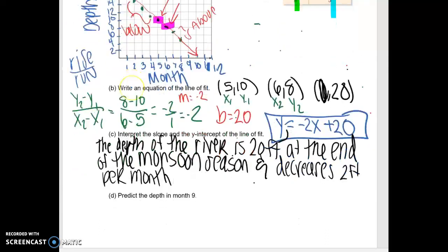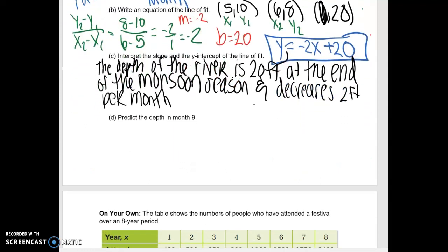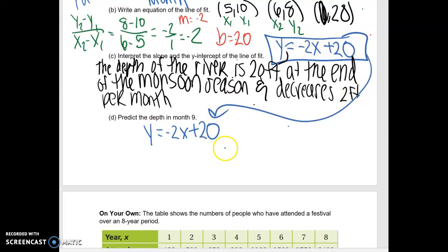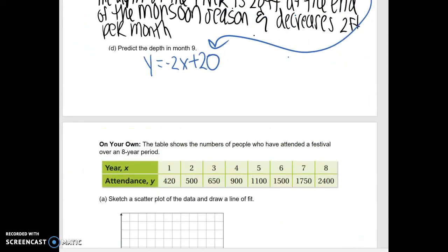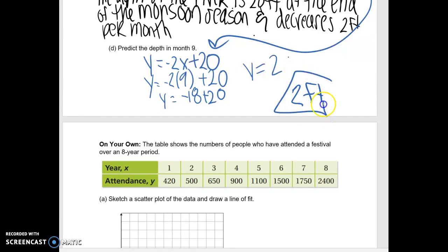And our last question here says predict the depth in 9 months. So I'm going to go ahead and rewrite my equation from up here. And then your month is your x value. So I'm going to plug in 9 for x, and then I'm just going to solve. Negative 2 times 9 is negative 18. Negative 18 plus 20 is 2. So the depth in month 9 will be 2 feet.